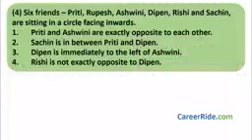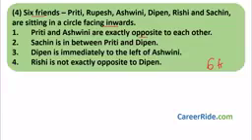Question number 4. 6 friends, Preeti, Rupesh, Ashwini, Dipen, Rishi and Sachin are sitting in a circle facing inwards. Preeti and Ashwini are exactly opposite to each other. Sachin is in between Preeti and Dipen. Dipen is immediately to the left of Ashwini. Rishi is not exactly opposite to Dipen. Okay, over here again, let's count the number of friends. This is 6 friends.